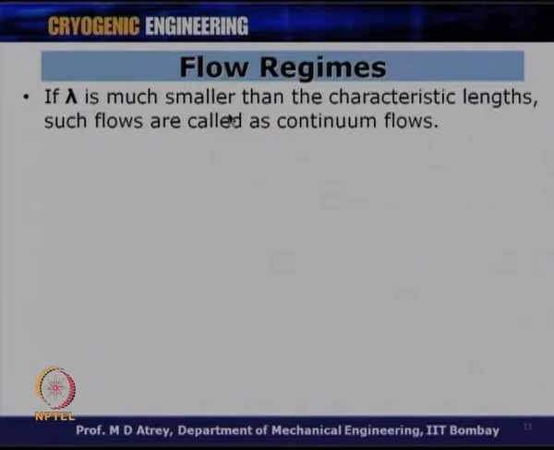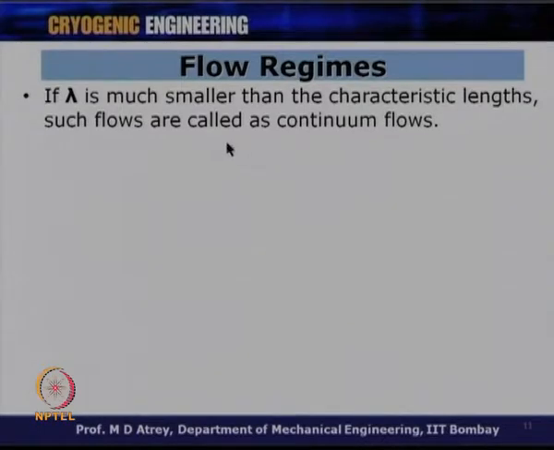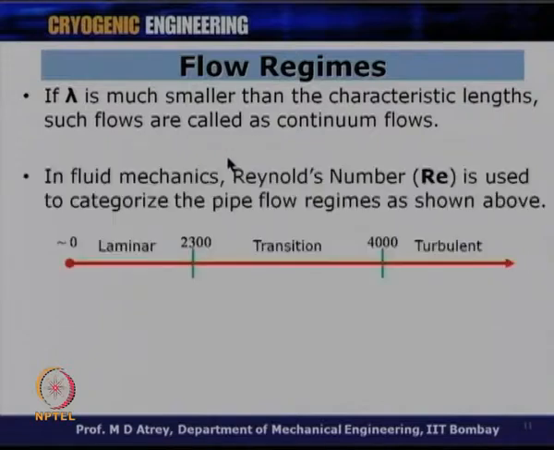If lambda is much smaller than the characteristic length, such flows are called continuum flow. If lambda is very, very small, that means the length between the collisions, or the time between the collisions, is very, very small, or as soon as the molecule starts moving, it collides with other molecules. So, in this case, lambda is going to be very small, and this is what normally happens in continuum flow, which is what we normally deal with above atmospheric pressures.